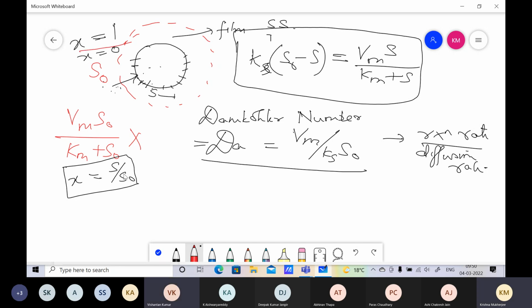X is 1 means S and S0 are equal, which means diffusion is very fast, right? X is 1 means diffusion rates are very fast. So there is no resistance of the film. Because remember, Ks is nothing but diffusivity upon delta.